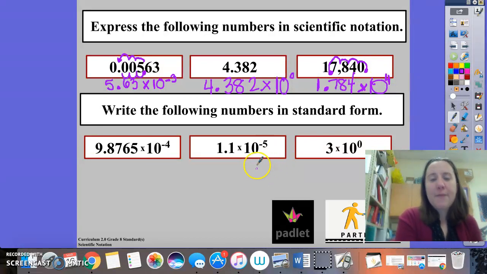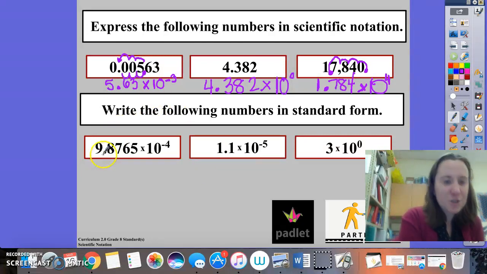Working back the other way, this exponent tells us how many times we're moving the decimal. Negative means I'm moving left, and a positive exponent means I'm moving right. I like to just draw these in. So 10 to the negative 4th power tells me 1, 2, 3, 4 places. Put a decimal place there to hold it.